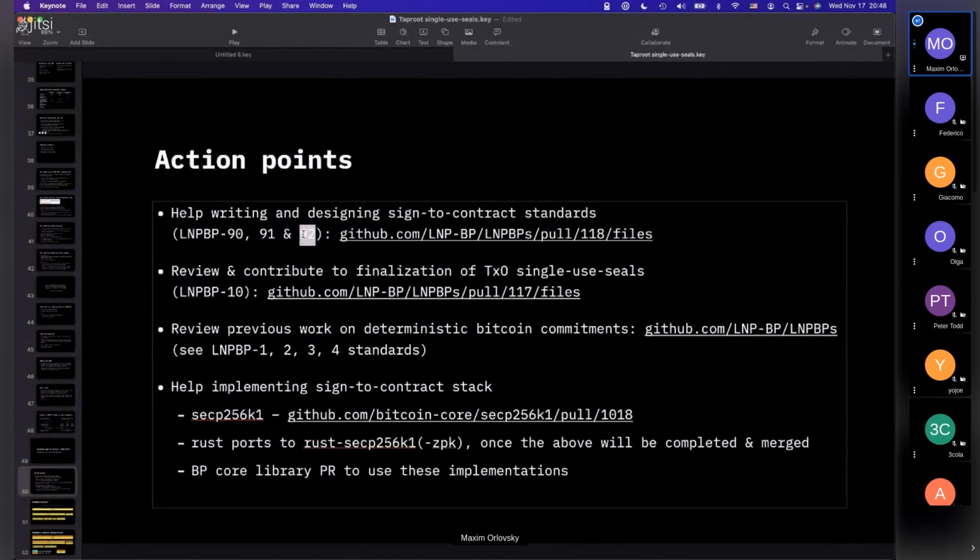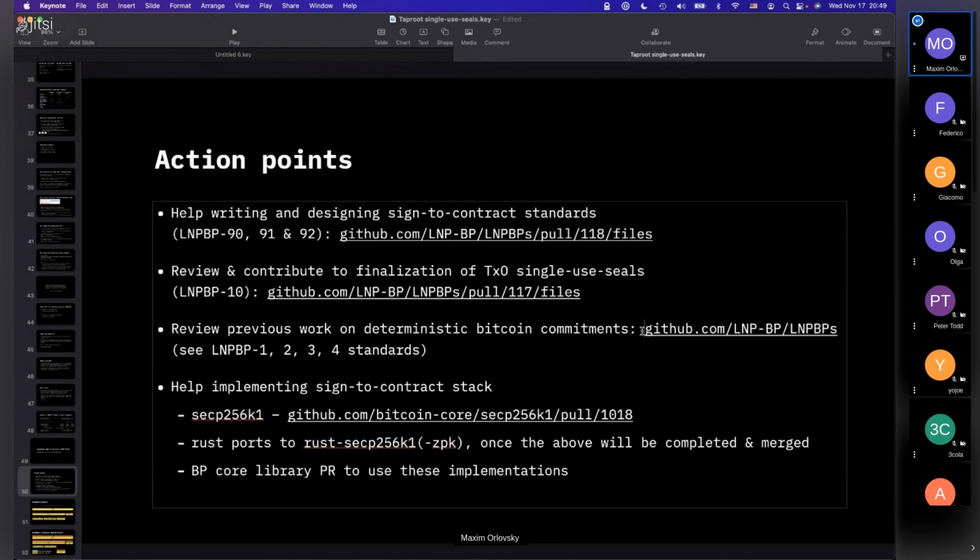That's an important point because you can do that with Taproot. And 92 is actually how you will put that instruction inside the witness data. So these are standards that have to be written and designed. Also, you may review and contribute to finalization of this TXO single-use seal scheme, which we discussed throughout today. This is the pull request, the current pull request.